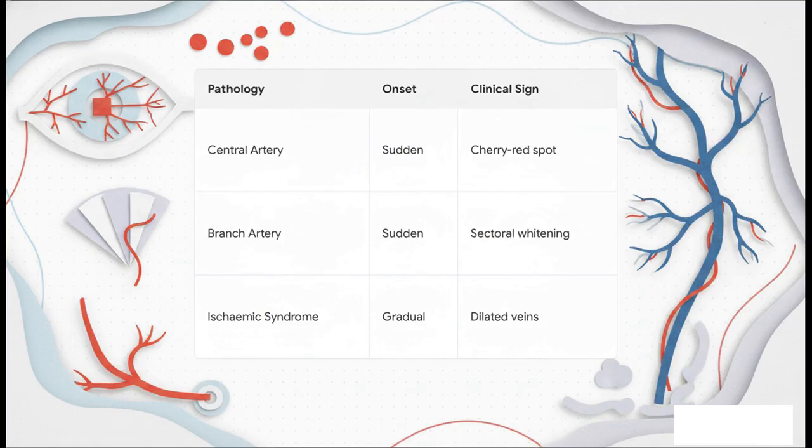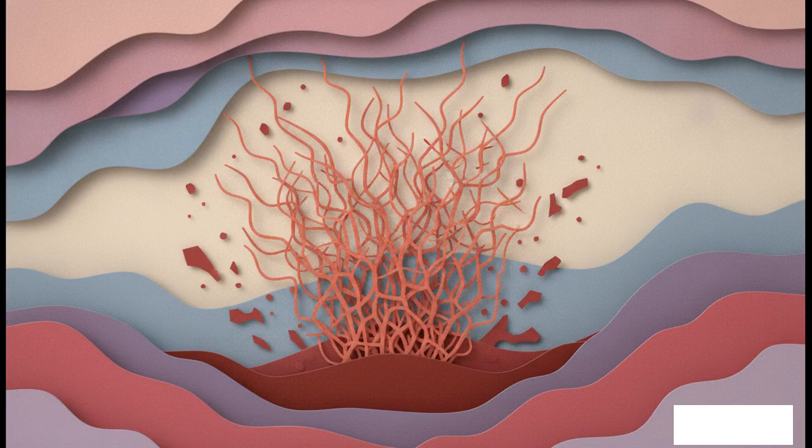But if the problem is higher up the chain, say a blockage in the carotid artery, you get ocular ischemic syndrome. That's gradual, the whole eye is basically hypoperfused, leading to dilated veins and persistent chronic hypoxia. And let me tell you, chronic hypoxia is a massive problem.